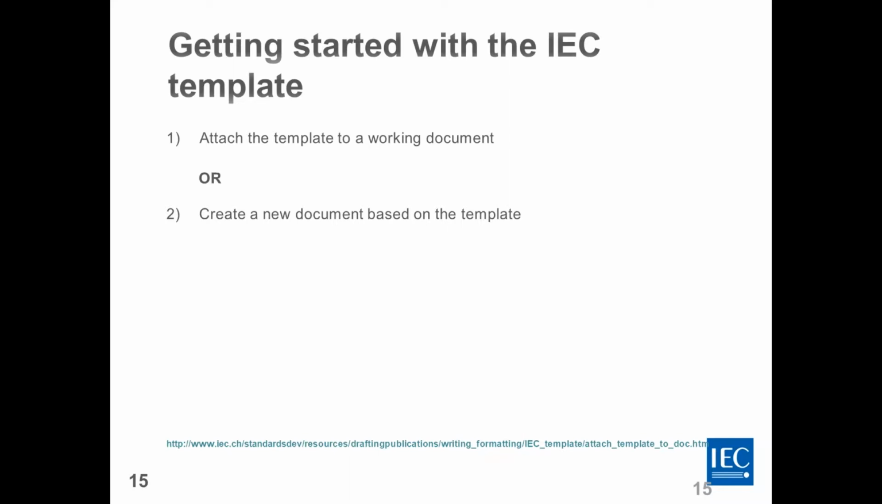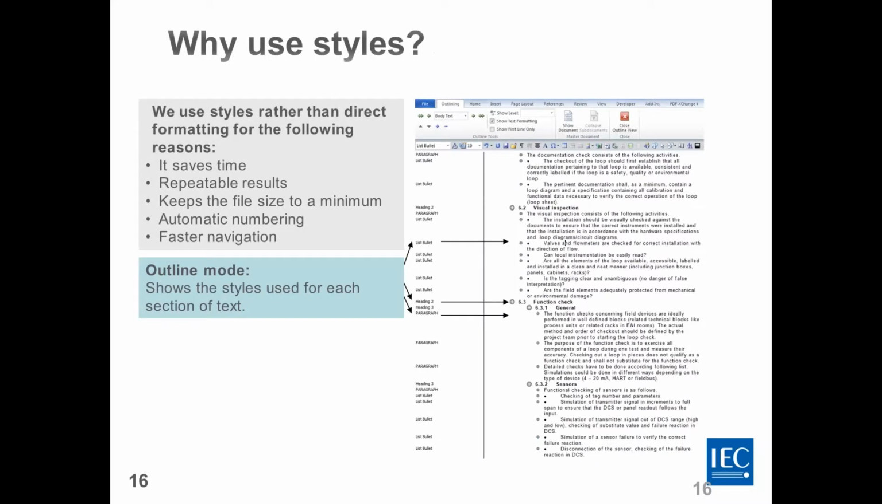So why do we use styles? We use styles rather than direct formatting, as I said before, for the following reasons. The most important probably being that it saves time. With one click, you can format whole areas of text. It's much quicker. The results are repeatable, keeps the file size to a minimum. With the heading styles, for example, the automatic numbering is extremely useful, and you can navigate easily throughout your document.